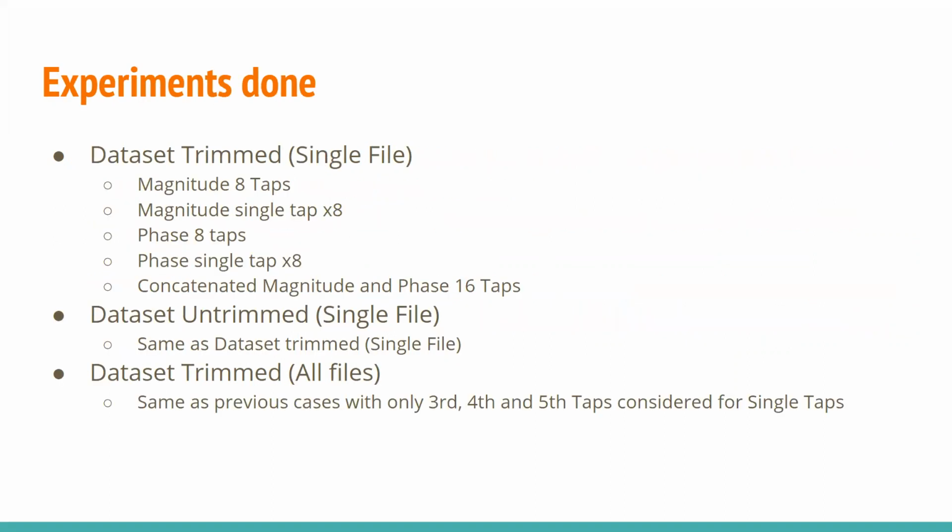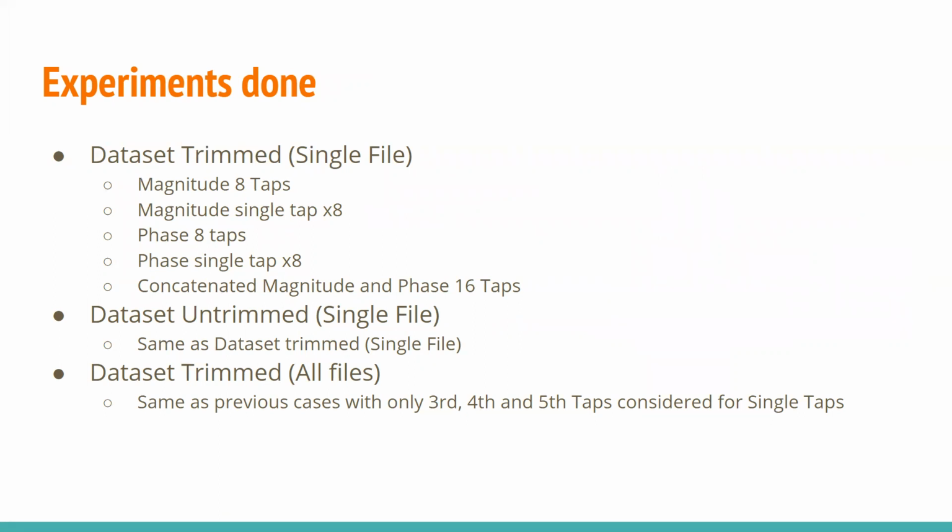As you can see here, we did the experiments in 3 settings. 1, a trimmed single file of data. 2nd, an untrimmed version of the same file. And the 3rd, a trimmed version of the entire data set. Under each header, we broadly did the following experiments: using individual tabs of magnitude or phase information, using all 8 tabs of magnitude or phase information, and combining both magnitude and phase information by concatenation.